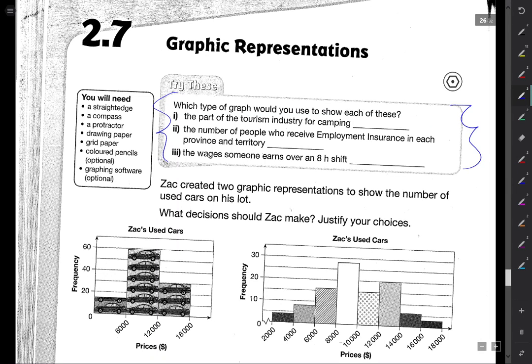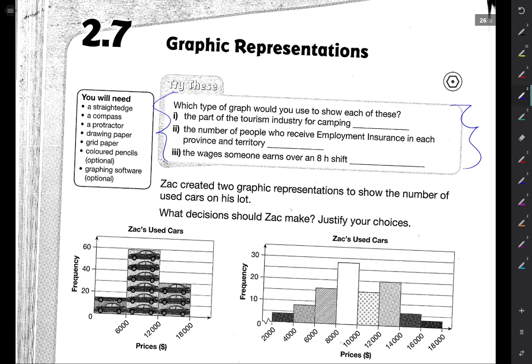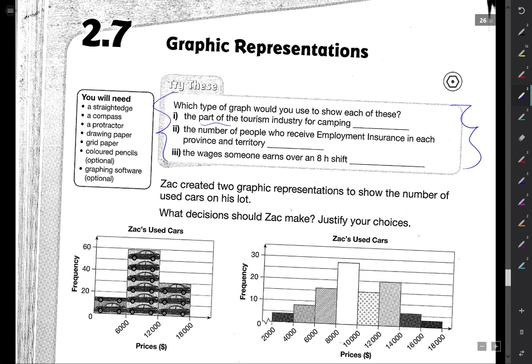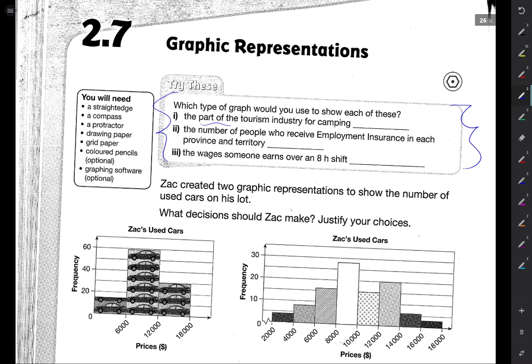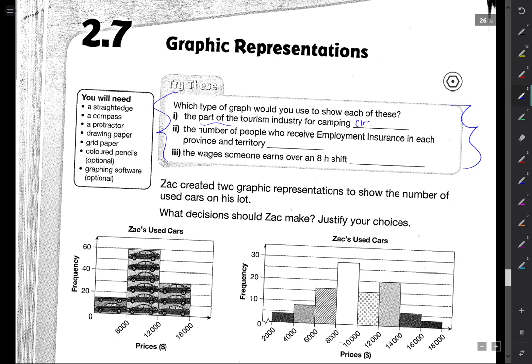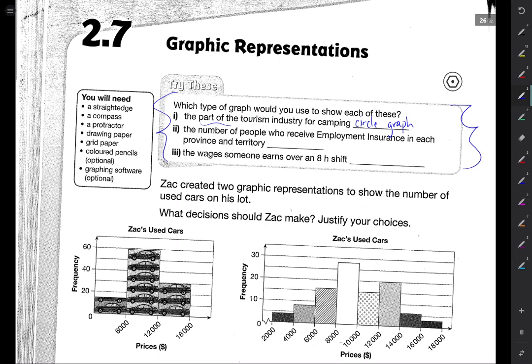So let's start off with part one here, the part of the tourism industry for camping. So let's think of the wording here. It says the part of the tourism industry for camping. Whenever we're thinking of a part of a whole, so in this case, the whole would be the tourism industry, and the part of it would be the camping. Every time we're comparing a part to a whole, we want to use a circle graph. Circle graphs easily allow us to see visually how much a part is of the entire whole.